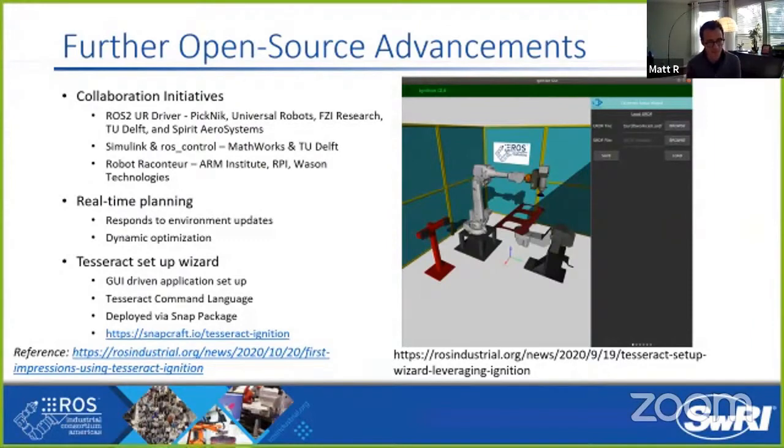So we've been investigating, playing around with a snap deployment. This is basically the Tesseract setup wizard, which is built out on Ignition, and we're testing delivering it via snap package, right? So we've had some people do some test application setup and seen some benefits. And we're looking at extending this capability a little bit and getting it in more people's hands to get some feedback from some of our industrial end users that are a little bit more dangerous and open to testing this sort of vehicle.